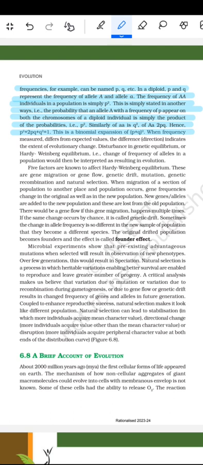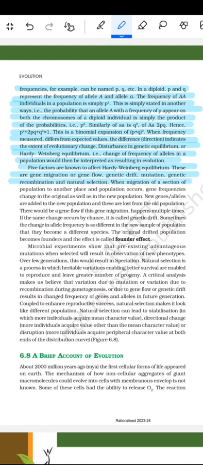This is the binomial expansion of (p plus q) square. When the frequency measured differs from the expected value, that difference in direction indicates the extent of the evolutionary change. Disturbances in the genetic equilibrium, or the Hardy-Weinberg equilibrium, that means a change of the frequency of the alleles in the population, would then be interpreted as resulting in evolution. Five factors are known to affect the Hardy-Weinberg equilibrium. These are gene migration or gene flow, genetic drift, mutation, genetic recombination, and natural selection.